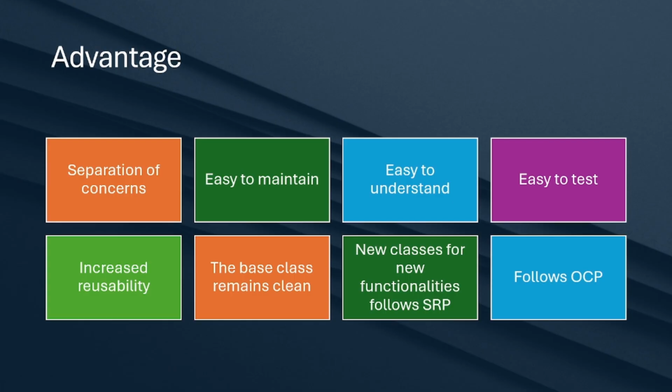Advantages: separation of concerns, easy to maintain, easy to understand, easy to test, increased reusability. The base class remains clean. New classes for new functionalities follow SRP, and it follows OCP, the open-closed principle, as well, because each child class will have its own functionality, as it follows the single responsibility principle, and for each requirement we will create new classes, and that new class will extend the parent class.